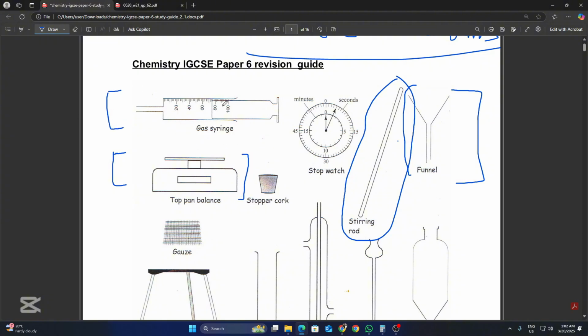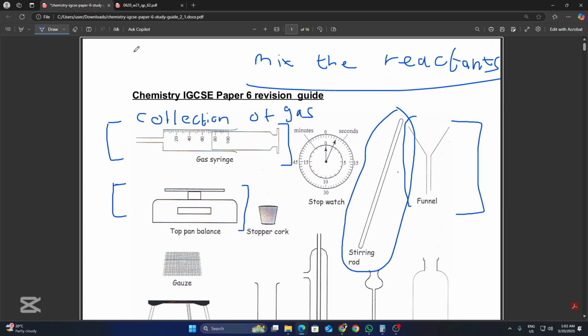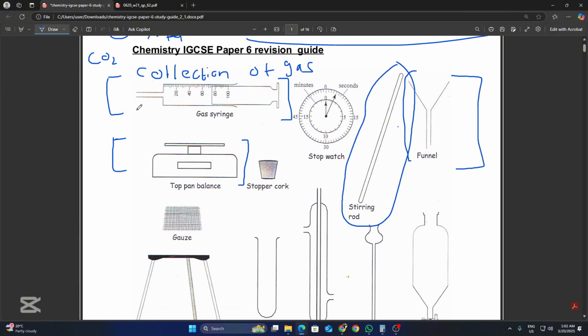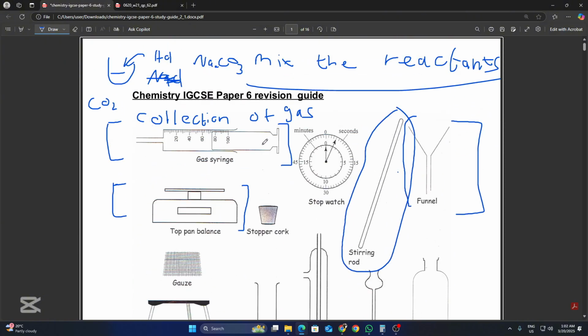The gas syringe, of course, is very important. If you're going to do anything, use it for collection of gas. For example, I want to collect carbon dioxide. If the reaction has hydrochloric acid and sodium carbonate, and then carbon dioxide forms, then we will collect it using a gas syringe that will look like this.